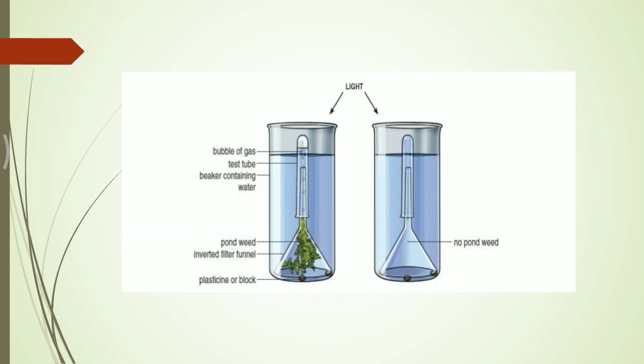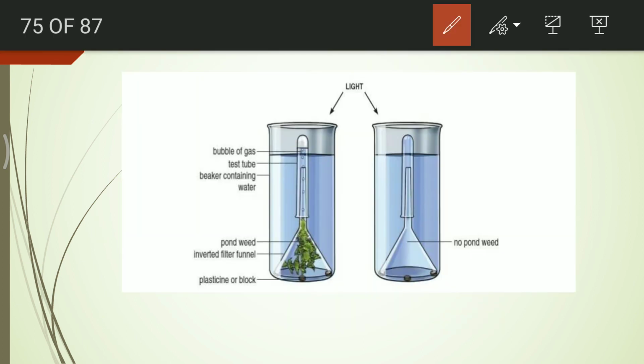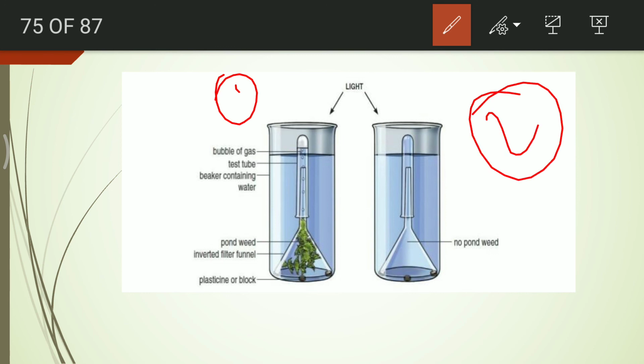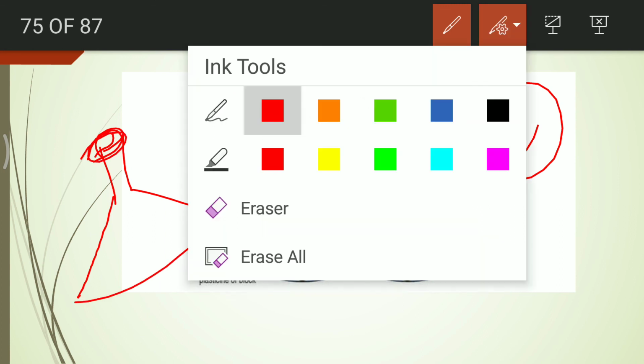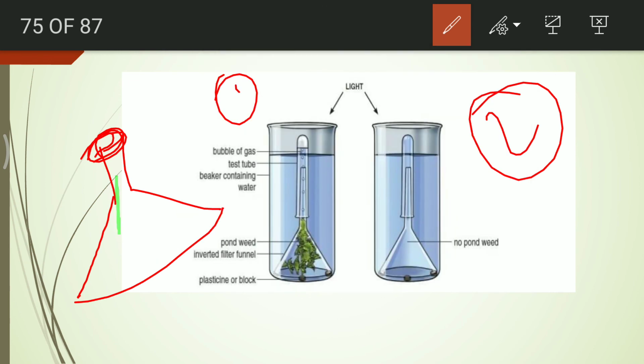So the setup is like this. I am showing you two setups. This first setup is the actual setup which you need to know, and the second one we will discuss later on. In the first setup, we have placed the hydrilla inside an inverted funnel. Always remember that when we are taking the hydrilla, we have to fix it in such a way that the neck of the funnel is completely filled and airtight with the hydrilla stem. The size of the stem should be equivalent.